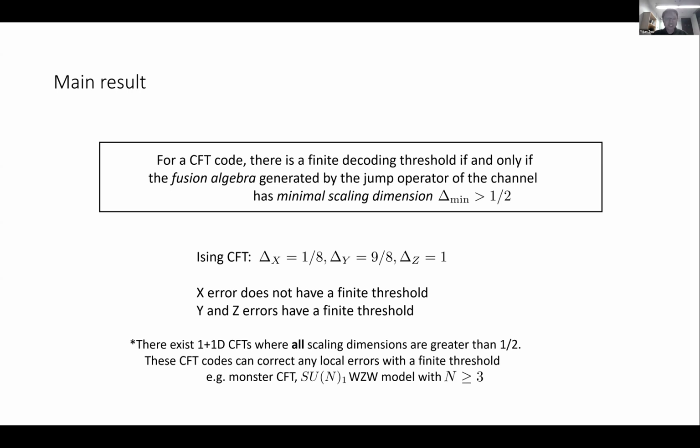Actually there exists such a CFT, but these CFTs are not as easy as the Ising model. That requires all the scaling dimensions to be greater than 1/2. That includes, for example, the so-called monster CFT, or the Wess-Zumino-Witten model with SU(N) symmetry, but you need N greater than or equal to 3. It's kind of interesting that you cannot really realize it using spins, but you have to use qubits. Okay, so that's our main result.